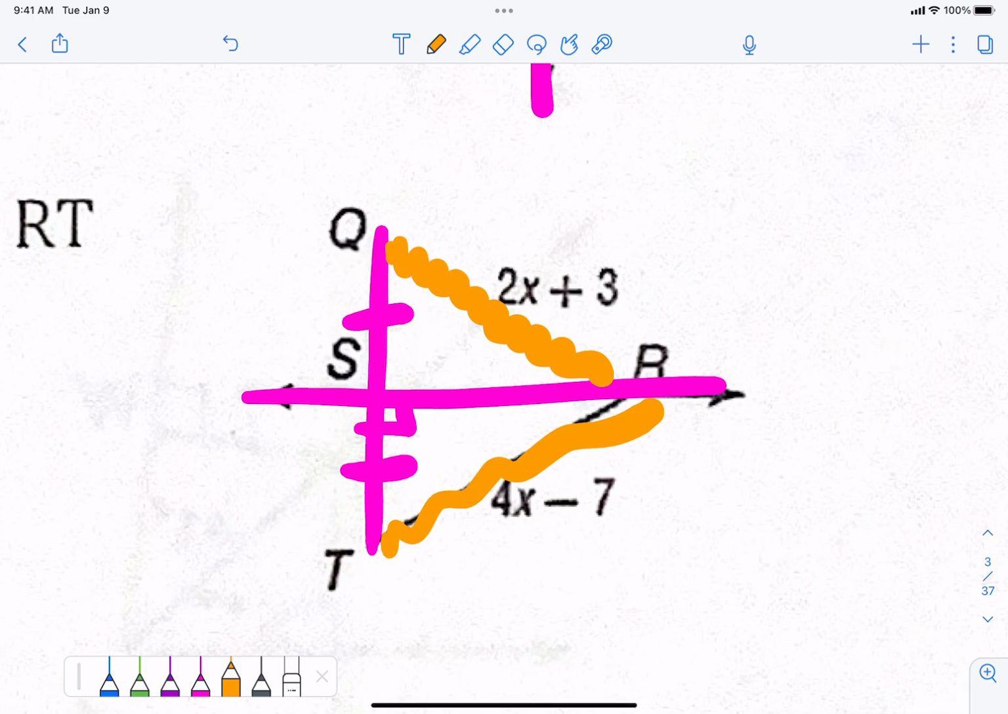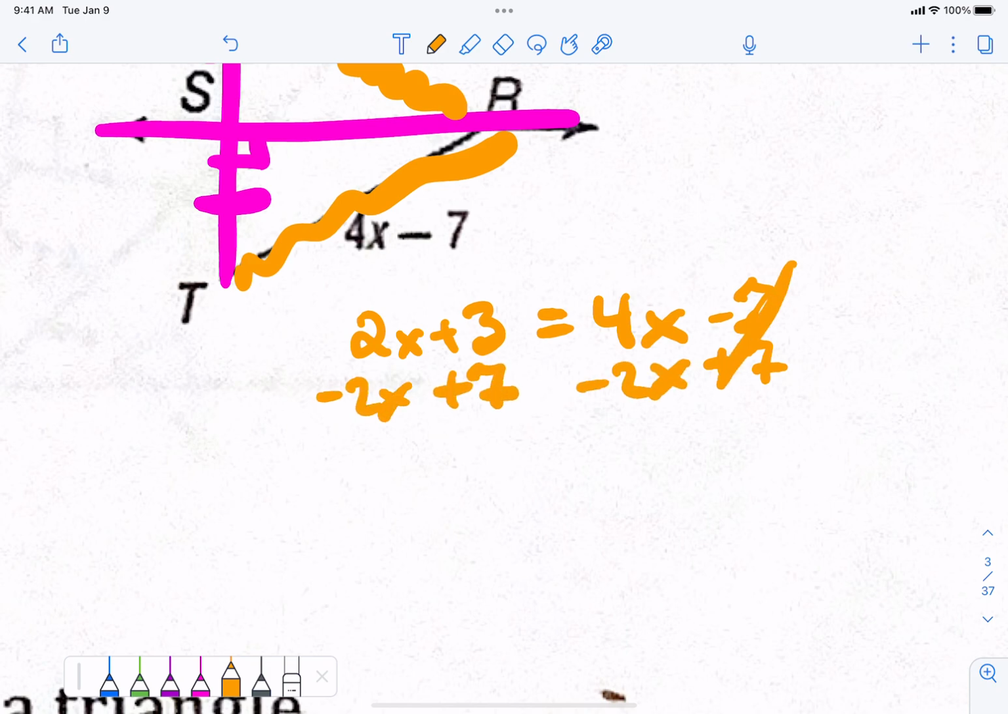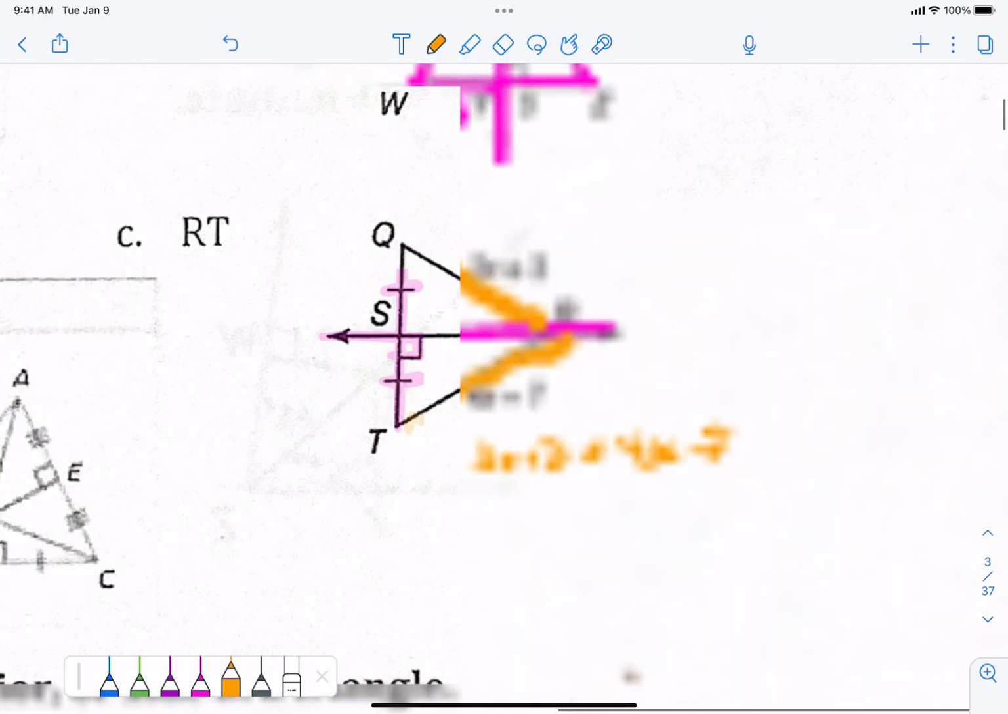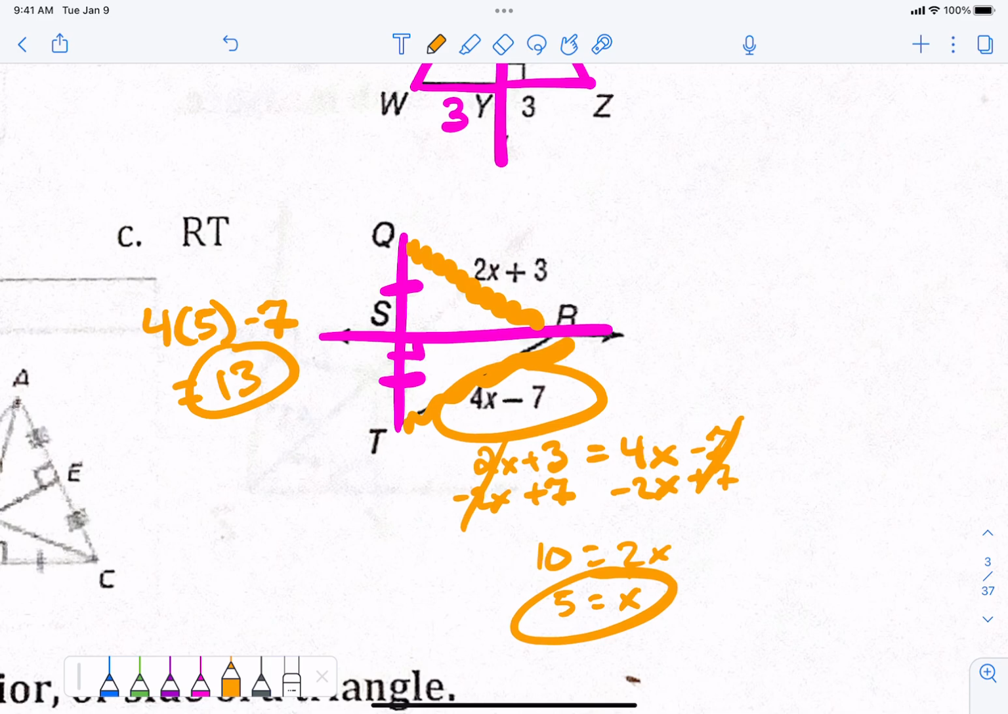Okay. So I'm going to say 2x plus 3 is equal to 4x minus 7, okay? I heard Josie say just now, add the 7 and subtract the 2x. So 10 equals 2x and x is 5, yeah? But they want RT, so we're going to plug it back in. 4 times 5 minus 7 is 13. That's what RT is. Got it? Good? Happy with that? Not too bad.